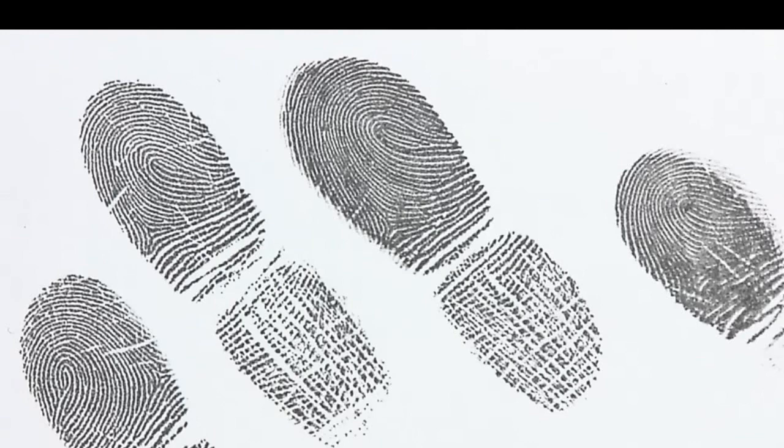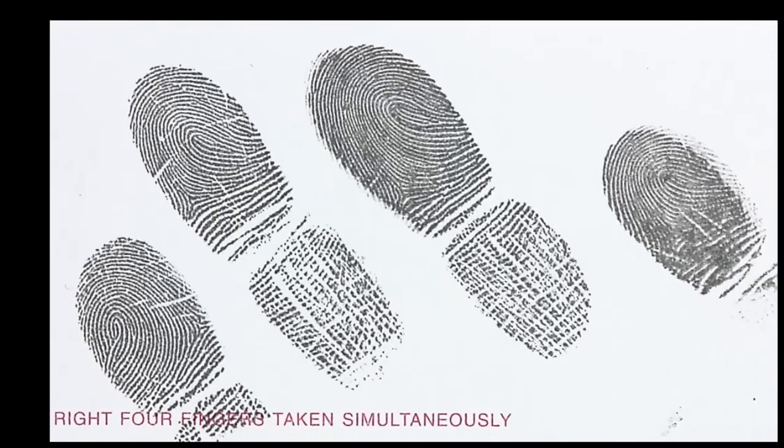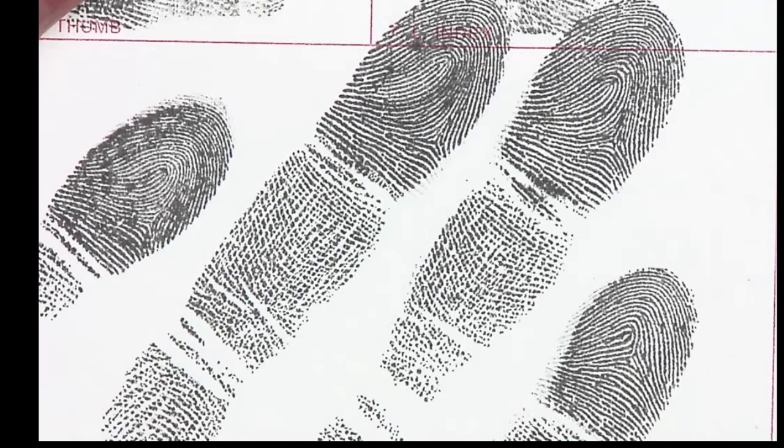Okay, this is a right hand. Do you recognize the ulnar and radial loops here? Quite easy. These are the ulnar loops, and this is the radial loop. Okay, examine these prints, and what do you see? You should determine that all of these are ulnar loops. They flow in the same direction.